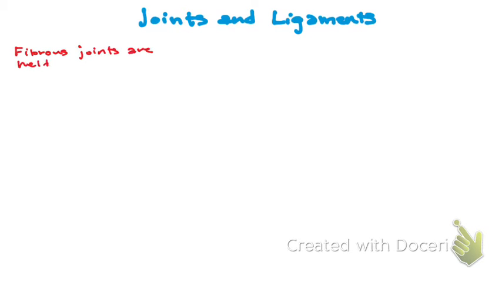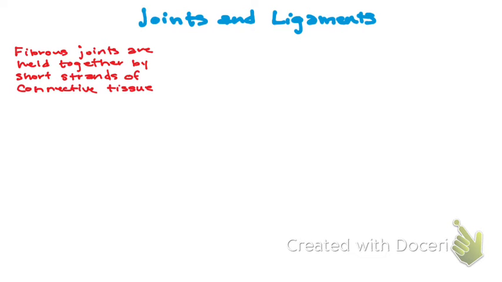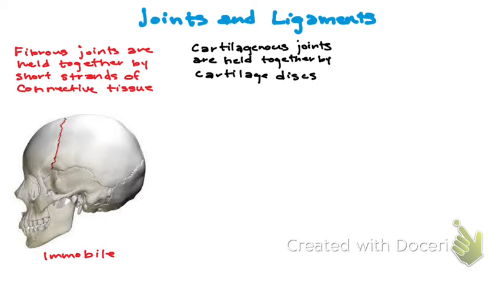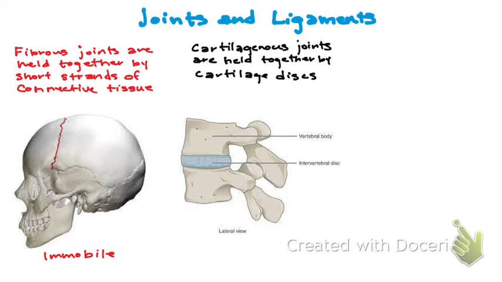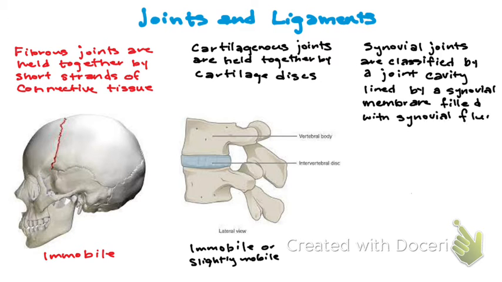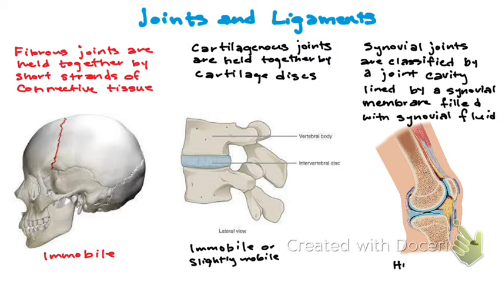A fibrous joint is a joint which is held together by short strands of connective tissue. An example of a fibrous joint are the sutures in the skull. These joints are typically immobile. Cartilaginous joints are held together by cartilage discs. An example of this type of joint is the disc space between the vertebrae in the spinal canal. These joints are either immobile or only slightly mobile. Synovial joints are classified by a joint cavity lined by a synovial membrane filled with synovial fluid. An example of this is the knee joint. These joints are highly mobile.